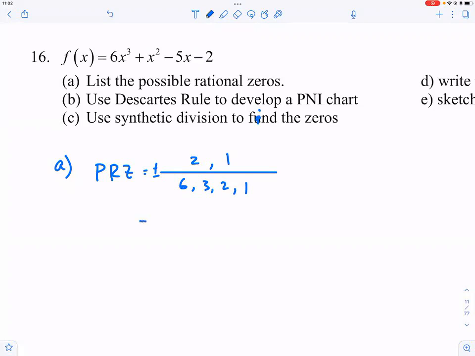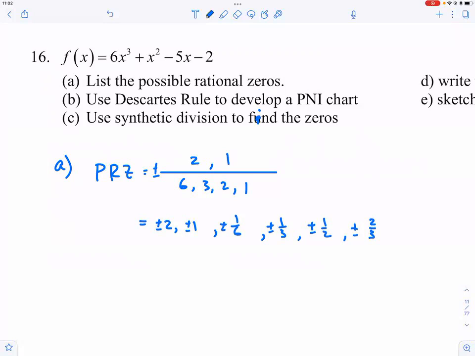So you want to make a list out of this. So you have 2, you have 1, and then you have some fractions. You have 1/6, you have 1/3, you have 1/2. They're all positive and negative. Okay, so 2/6 is 1/3, which we have already. We also have plus or minus 2/3. Okay, and I think that should cover all the possible values.